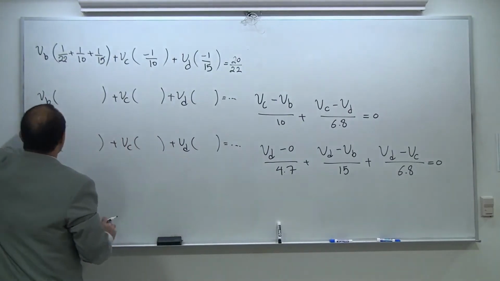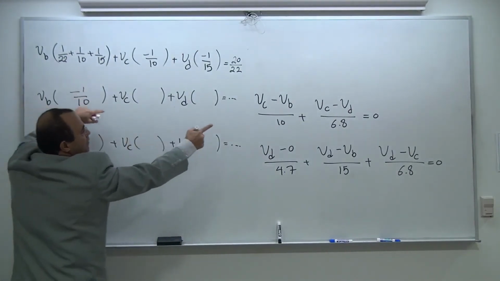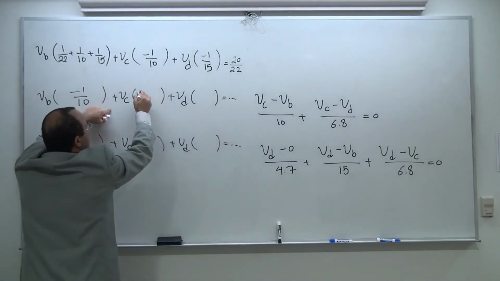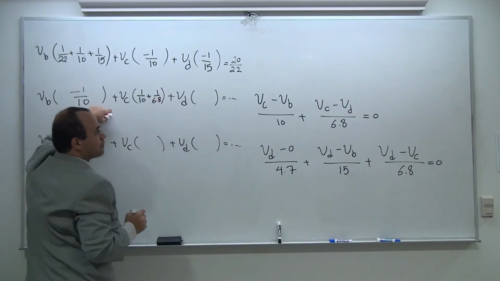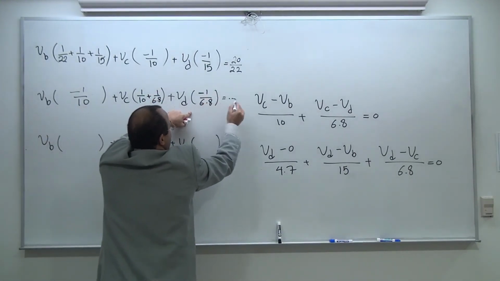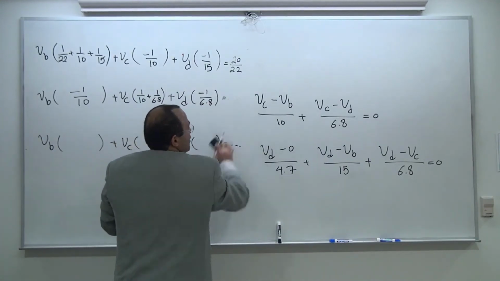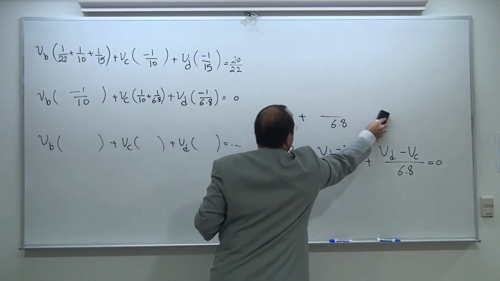This one, I'm going to grab the VB. It's going to be minus 1 over 10. The VC, I have two components, 1 over 10, 1 over 6.8. The VD, I have one component, and this section is going to be 0 because there is no constant left. So this one is also taken off.